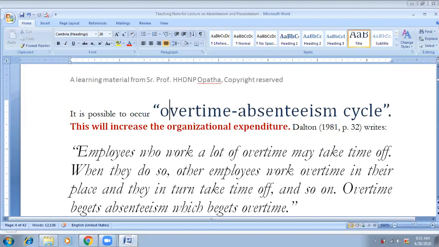Then it is possible for an overtime absenteeism cycle to occur. This will increase the organizational expenditure. Read this quotation from Professor Dalton in 1981. Employees who work a lot of overtime may take time off. When they do so, other employees work overtime in their place and they in turn take time off, and so on. Overtime begets absenteeism, which begets overtime. Begets means creating, generating. So overtime generates absenteeism, which generates overtime. That is called overtime absenteeism cycle.